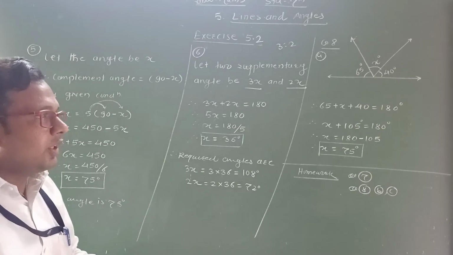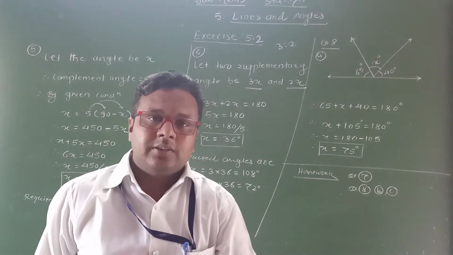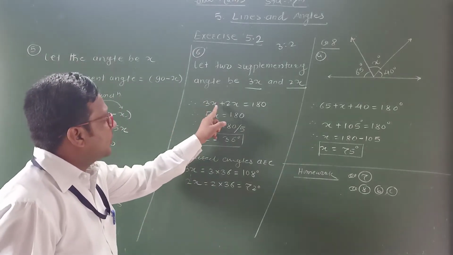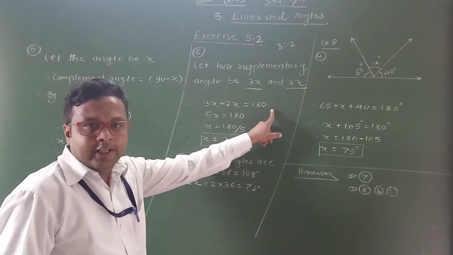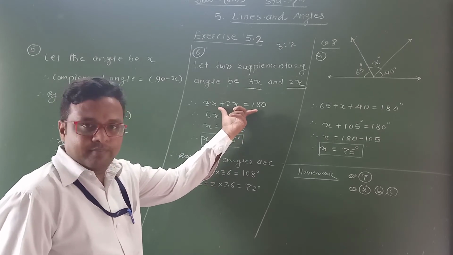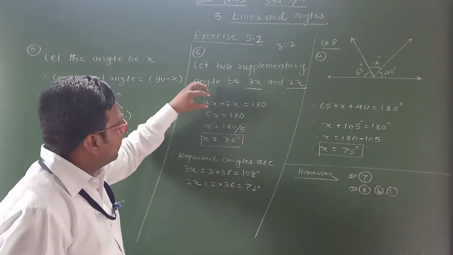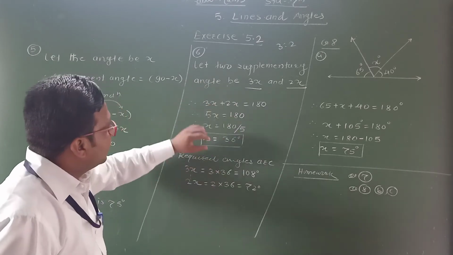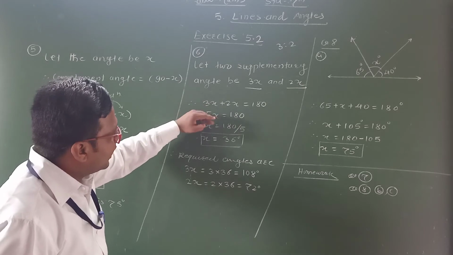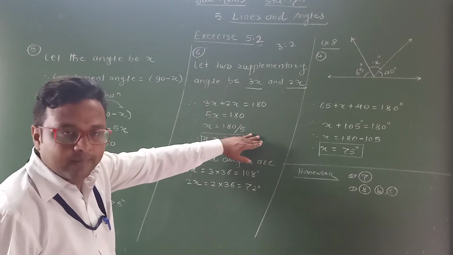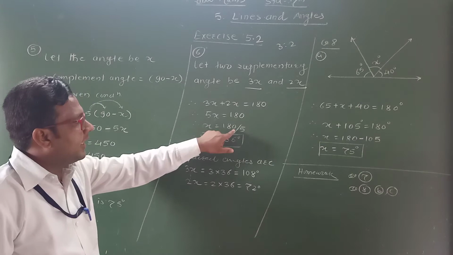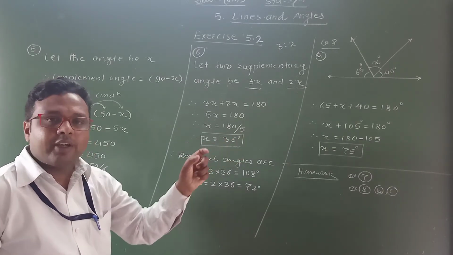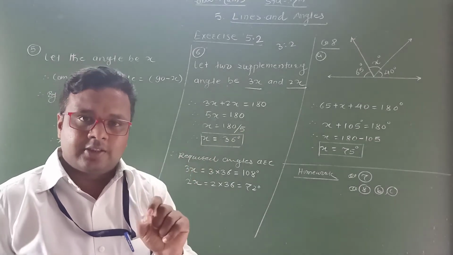Okay. And we know that the sum of two supplementary angles is equal to 180 degree. Therefore their addition, 3x plus 2x is equal to 180. In this way we get the equation. Then 3x plus 2x we get 5x is equal to 180. Then we transfer the 5 which is in multiplication with x, it will come in division. Therefore x is equal to 180 divided by 5. Therefore x is equal to 36 degree.